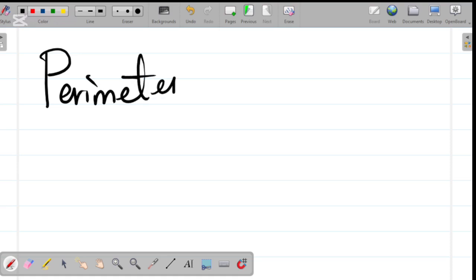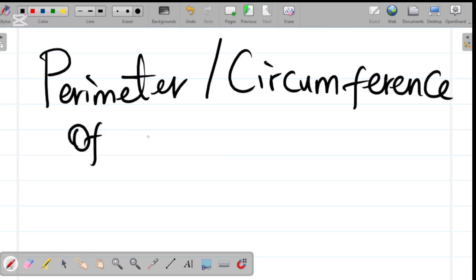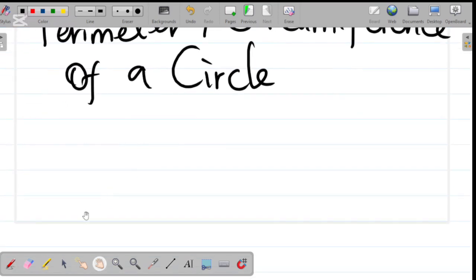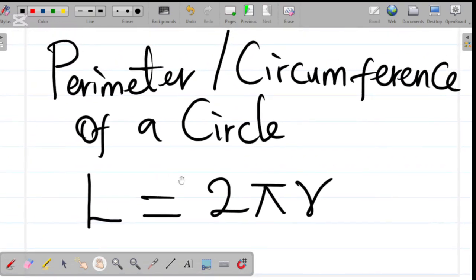All right, now let's find the perimeter or circumference of a circle. So what is the perimeter of a circle? The perimeter or circumference of a circle, L, is equal to 2 pi r. That's the formula for the perimeter of a circle.